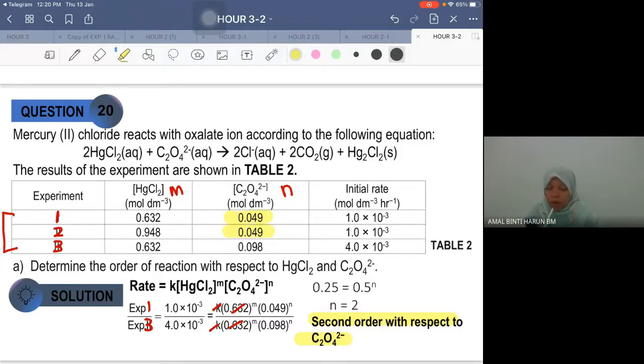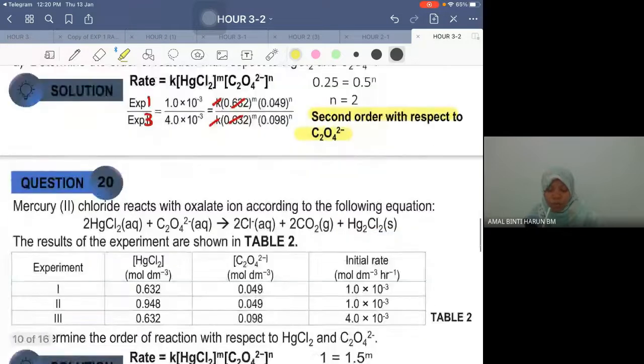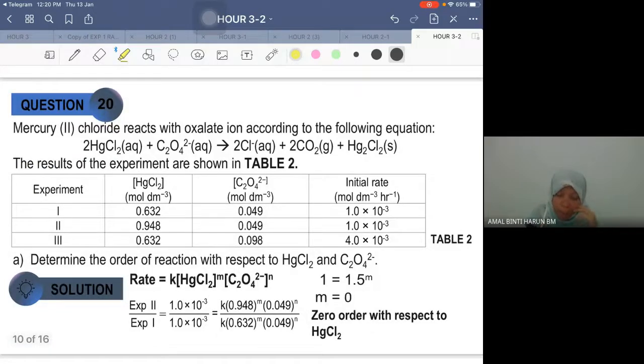No question. Second order respect to oxalate ni, lepas tu, mana dah? Okay, repeat proses yang sama. Kita ambil eksperimen apa lagi yang sama. Ini.